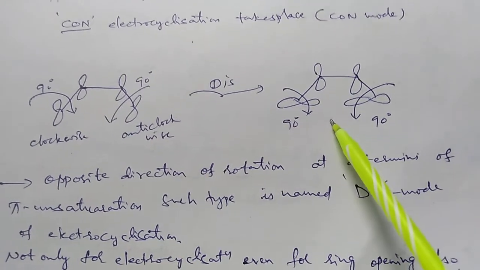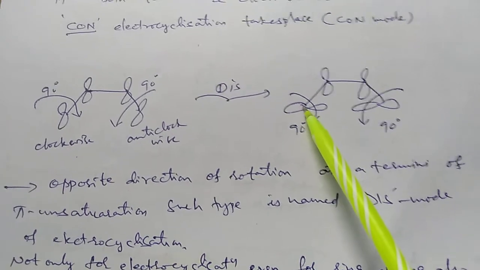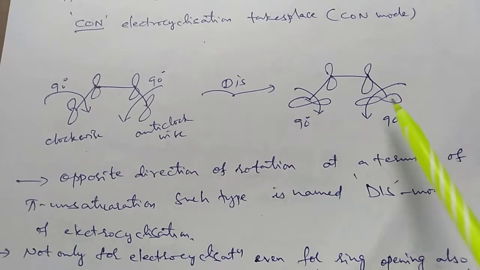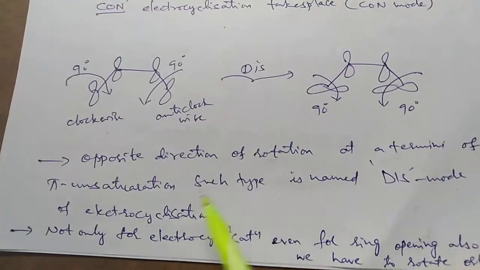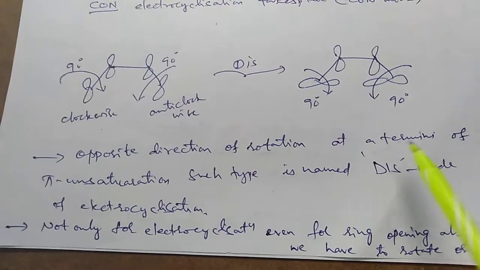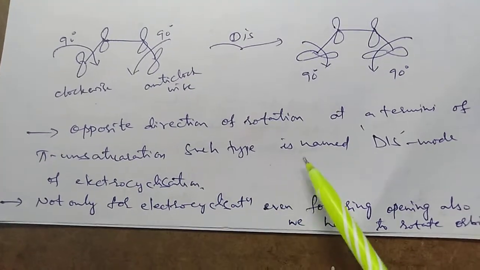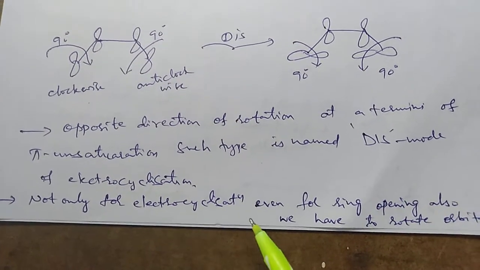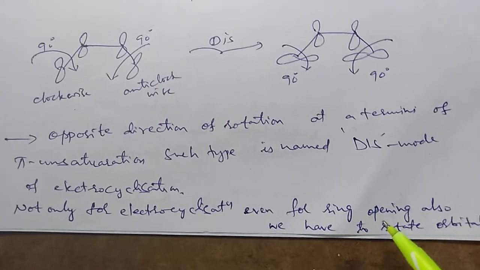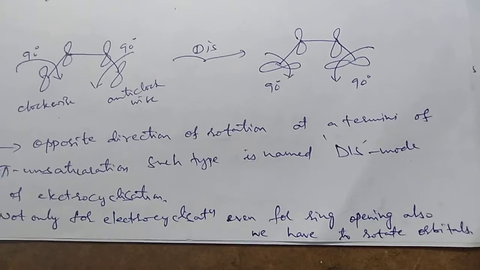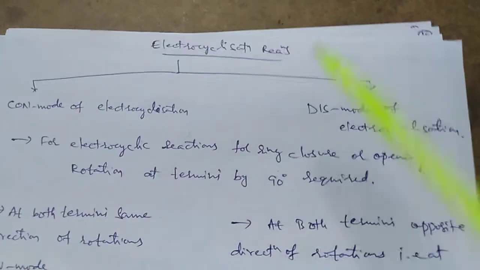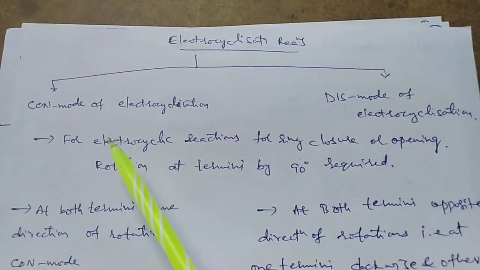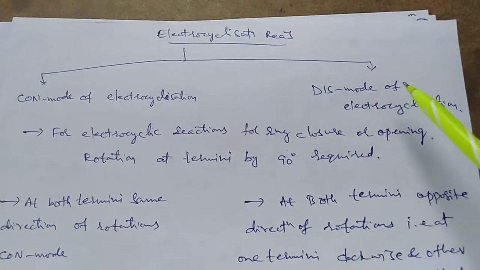It also develops a new sigma bond between the C1 and C4 carbons, or between both termini of the compound. Opposite direction of rotation at the termini of the pi bonds is named dis mode of electrocyclization. Not only for electrocyclization, even for ring opening we have to rotate orbitals. Now we can explain electrocyclization reactions by con mode and dis mode rotations.